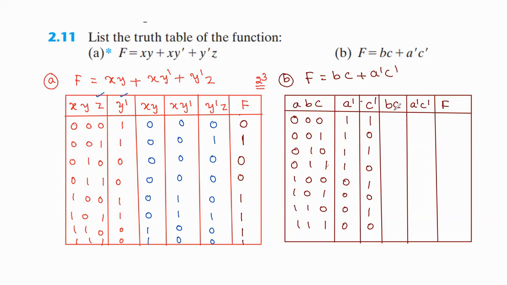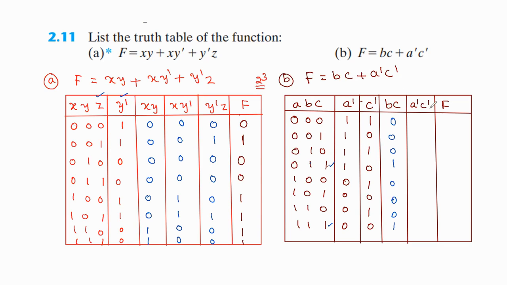Now we should find the BC value. We have to focus on B and C. Both inputs are 1, then only the output is 1. In this case and in this case only we have both ones. So here 1, here 1. The remaining are all zeros.